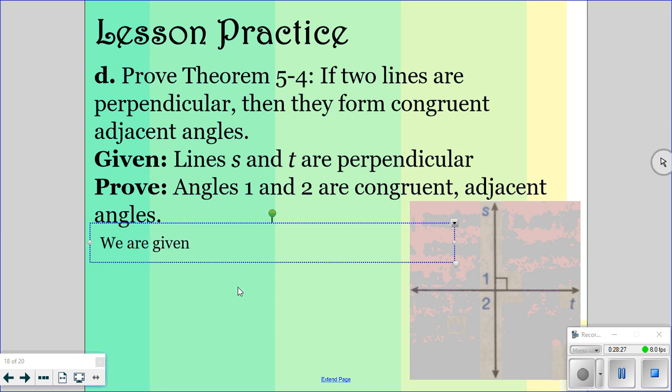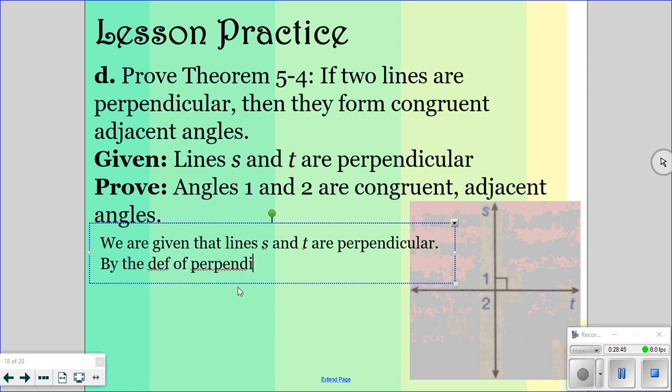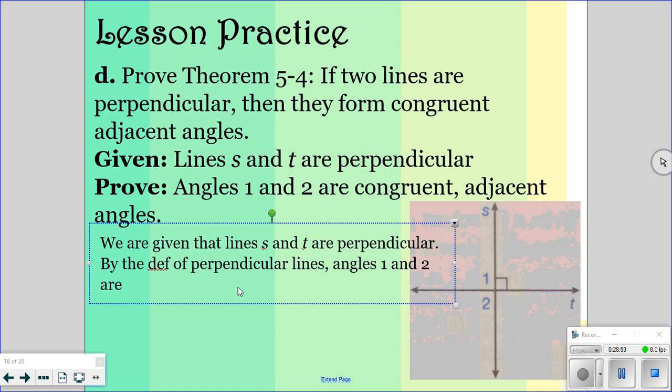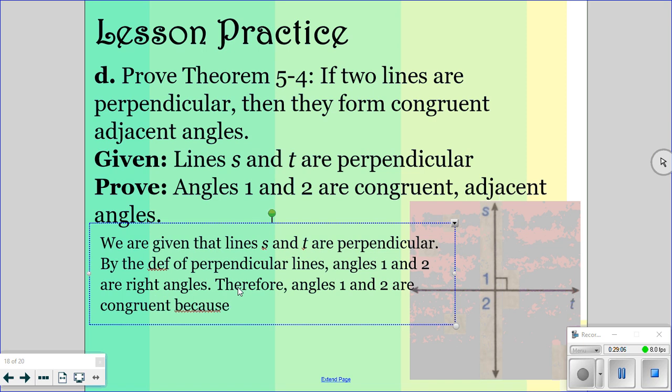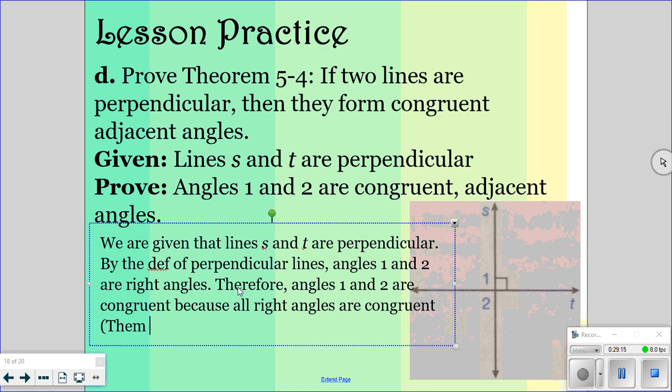Alright, so for our proof, I'll say we are given that lines S and T are perpendicular. So by the definition of perpendicular, that means that angles 1 and 2 are right angles. So therefore, angles 1 and 2 are congruent because all right angles are congruent. And the book says by theorem 5.3. So if you wanted to put because of theorem 5.3 instead of because all right angles are congruent, you could do that.